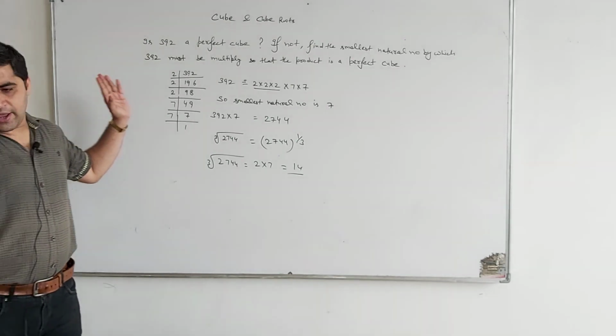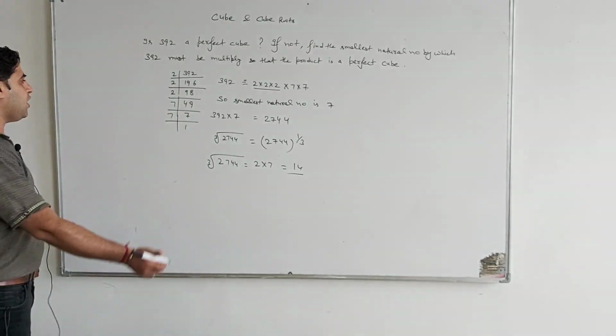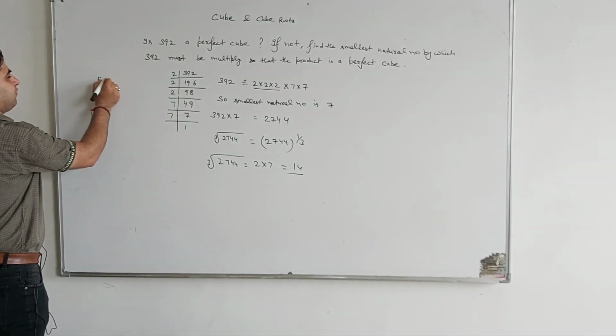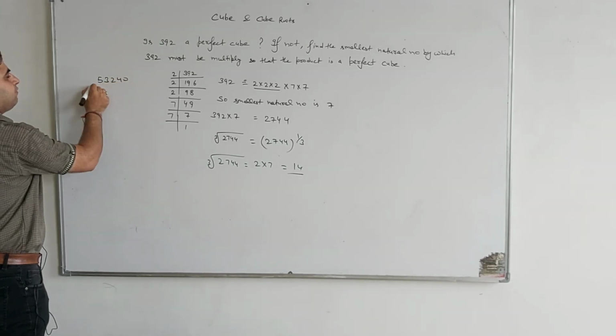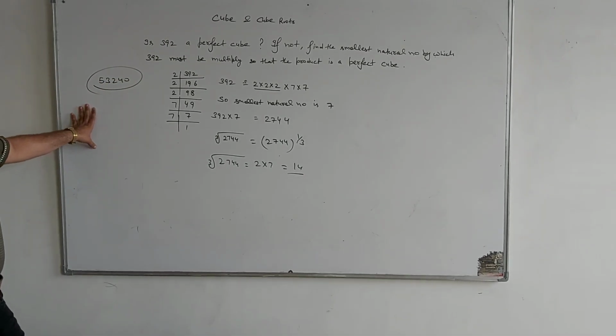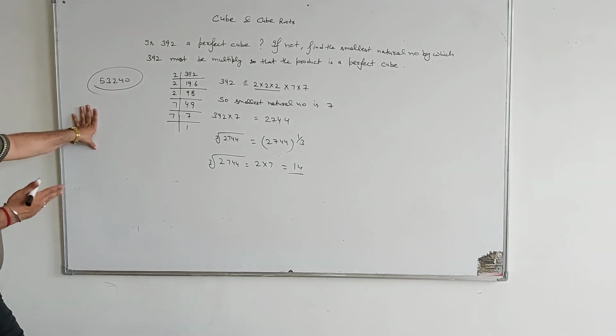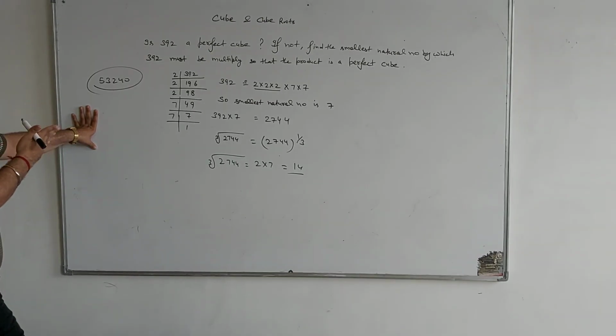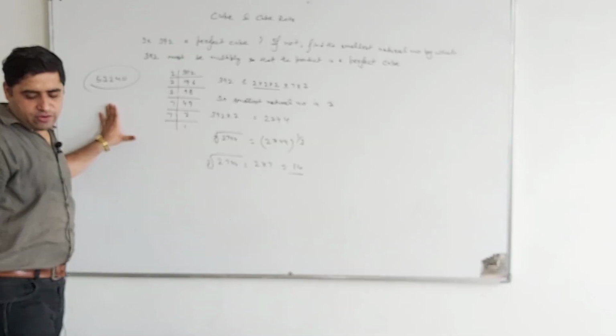This is your exercise, try the question. I have given 53,240. Is that a perfect cube or not? You can solve this question and find out. And if not, find the smallest natural number by which we have to multiply so that the product is a perfect cube. So this is the question. You can solve it. Thank you.